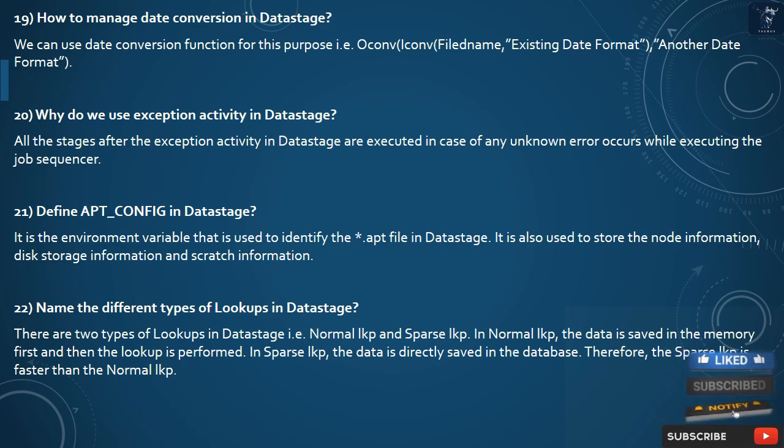22. Name the different types of lookups in DataStage. There are two types of lookups in DataStage, i.e. normal LKP and sparse LKP. In normal LKP, the data is saved in the memory first and then the lookup is performed. In sparse LKP, the data is directly saved in the database. Therefore, the sparse LKP is faster than the normal LKP.